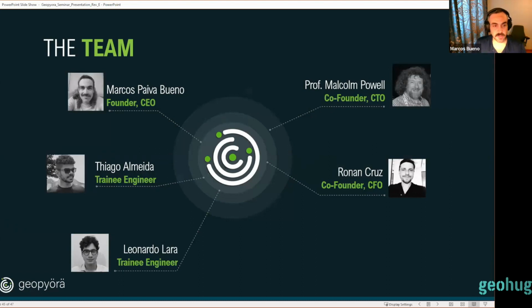This is our team. I'm the CEO, running the business and trying to develop it further. Professor Malcolm Powell, who is based in Brisbane in Australia, keeps driving us and giving direction for our technological developments. And I have my colleague in Brazil, Ronan, who is acting as CFO and COO, looking into the business administration side. And we have two trainee engineers who help us a lot and are learning with us to be the next generation of people pushing the Geopyörä ahead.